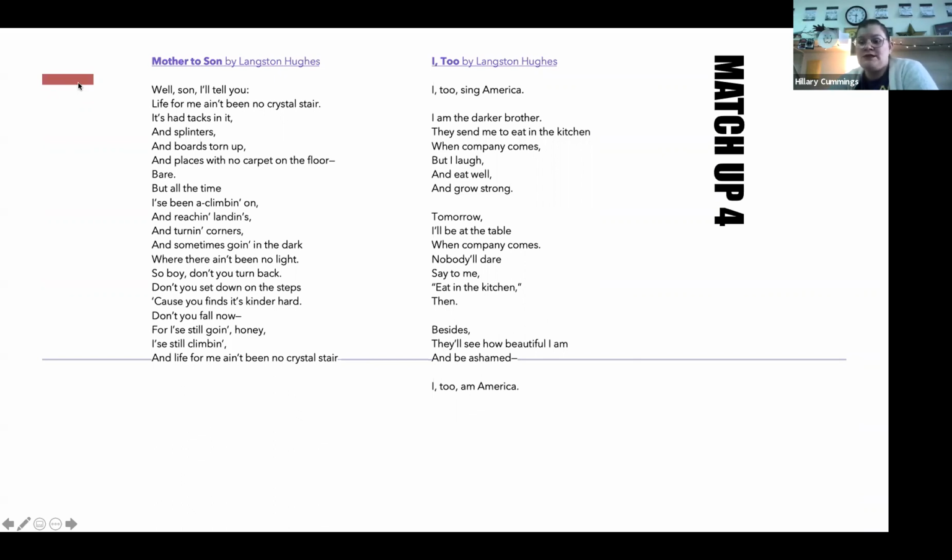So this poem is about being marginalized, right? Being someone who has been sent to the kitchen to eat alone and not in the public eye. And then is saying, you know, next time this comes around, this isn't going to happen because I'm going to sit at that table. This is a metaphorical table where I'm just as equal as everybody else.